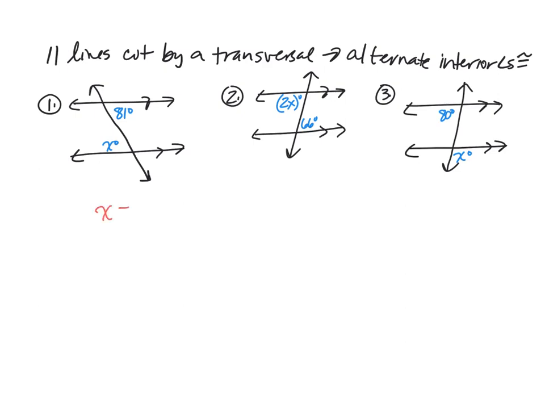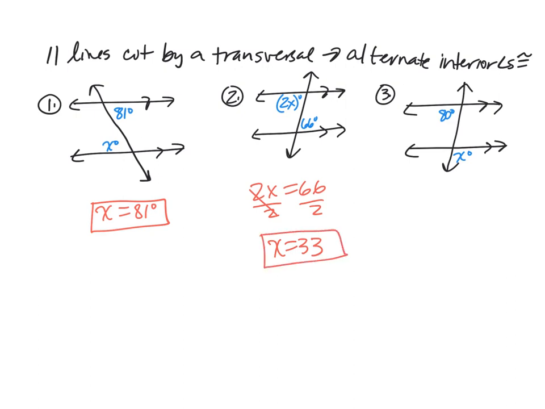So we can say that x is equal to 81 degrees, okay? In example number 2, again, we have parallel lines cut by a transversal, and we have a pair of alternate interior angles. So we know that those alternate interior angles are congruent. So 2x degrees is equal to 66. We can solve that easily for x and get that x is equal to 33. Now, I'm not going to put a degree bubble on that answer because x, the angle is not 33 degrees. The angle is 2 times 33, which is 66 degrees, okay? And then example number 3, again, I have parallel lines being cut by a transversal.